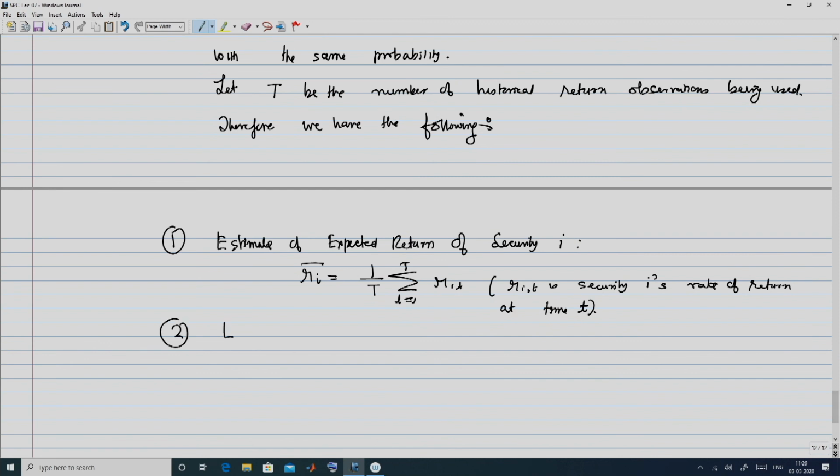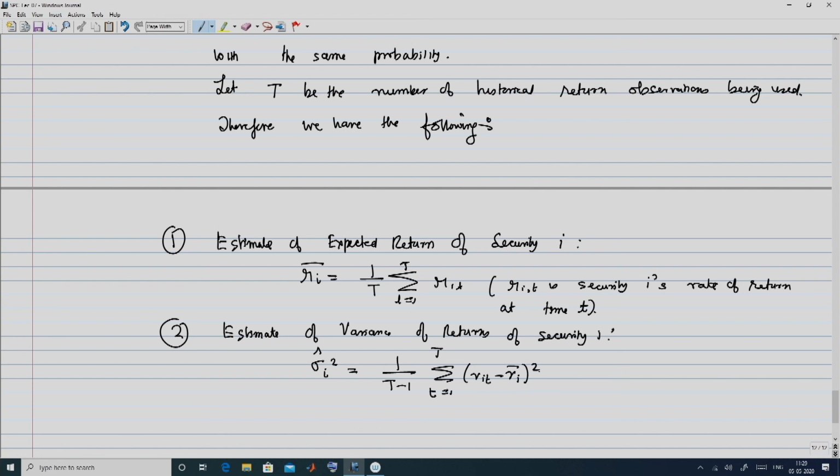Secondly, we look at the estimate of variance of returns of security i. This I will denote by sigma_i squared hat, and this is going to be 1 over T minus 1 summation t equal to 1 to capital T of (R_it minus R_i bar) squared.